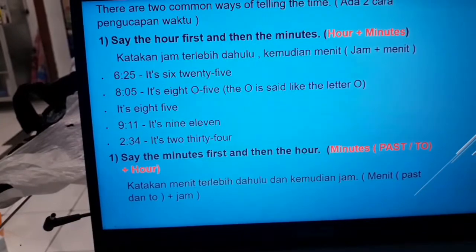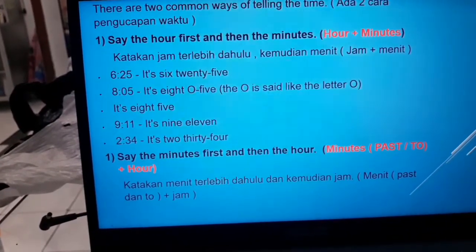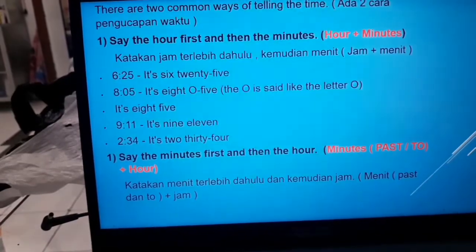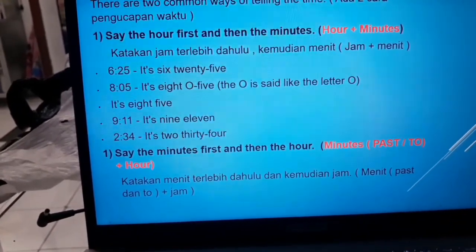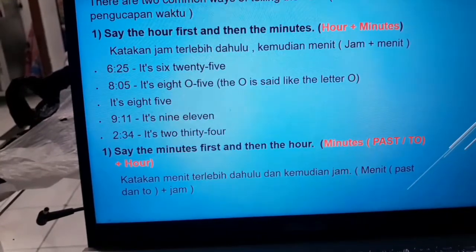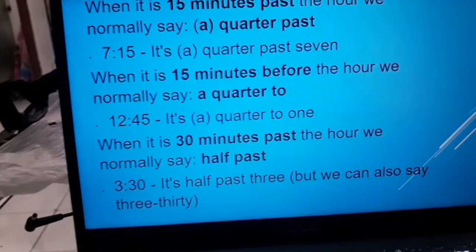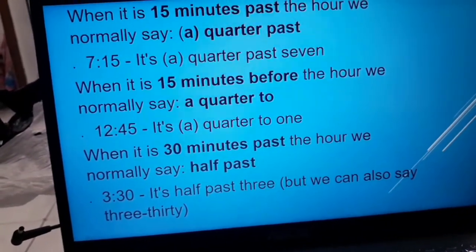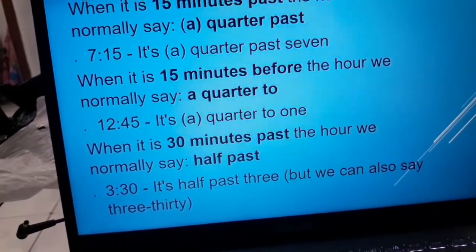I also explain there are two common ways of telling the time. The first, we can say the hour and then the minutes. The second, we can say the minutes and after that the hour. There are two kinds of minutes, they are to and also past. So I explain about that, and also what the quarter is, and what the past is.